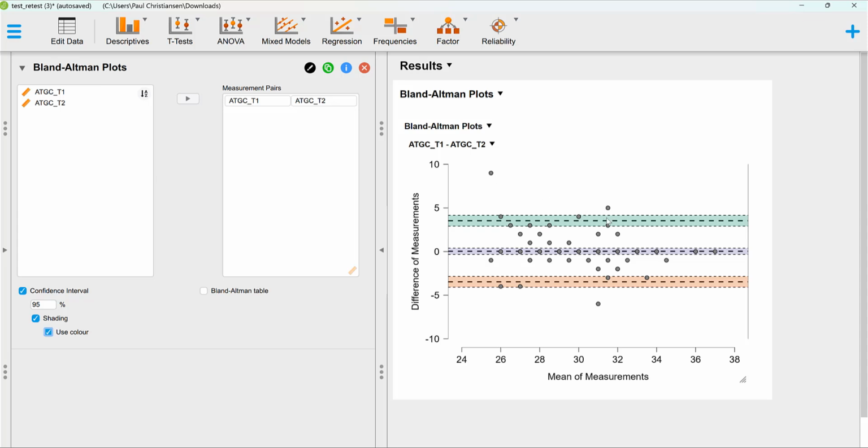People who are beyond these lines, so this person here, for example, this person up here, and there's a few others dotted around a bit nearer, have very different scores between our two times.